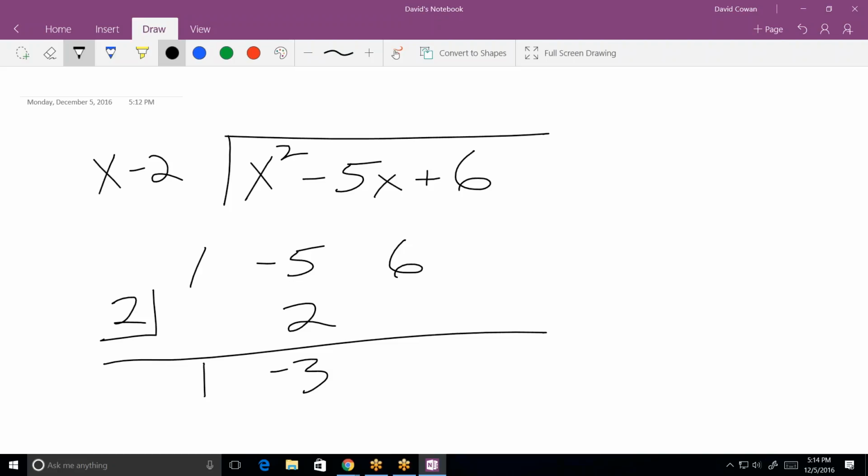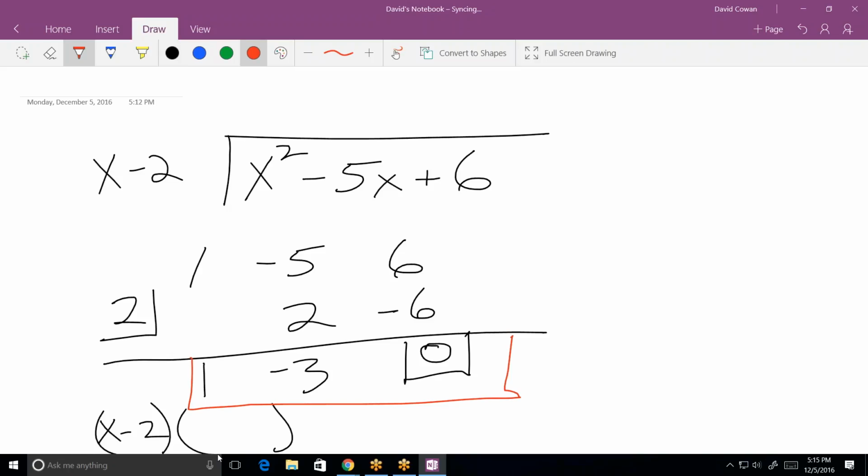-3 times 2, which is -6, put that below 6, and then add them and you get 0, and that means it's a factor. Which means my two factors are x minus 2, and what's the other one? Your answer that you get, this answer right here, is the other factor. So x minus 3. Always remember that when you divide by a linear term, you're going to knock this down by 1 degree. It's going to go from a quadratic to a linear term.